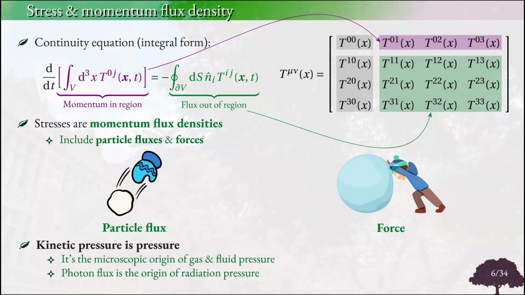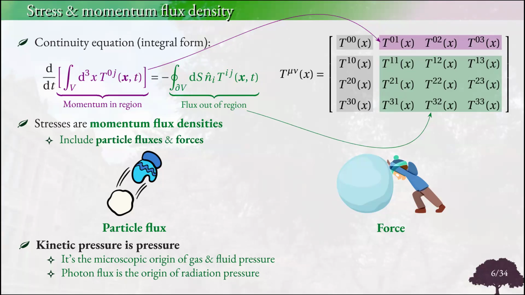Now, stresses or momentum flux densities can come from a variety of sources. The two main ones are either that particles can flow into or out of the region, carrying momentum with them, or a force can be exerted across the boundary without particles moving through it. Both of these can impart a change in momentum, and both of them are momentum flux densities. Both of them also have a valid interpretation as stresses, especially if you're coarse graining over the particle degrees of freedom. So I would say that kinetic pressure due to motion is a valid pressure.